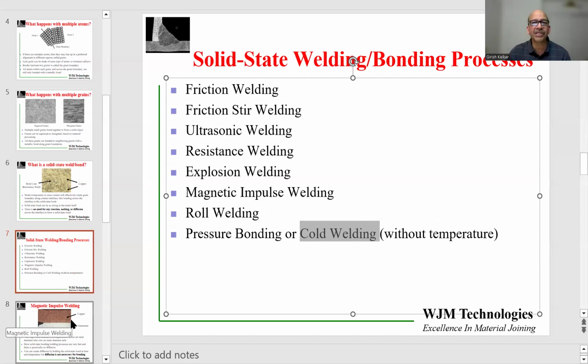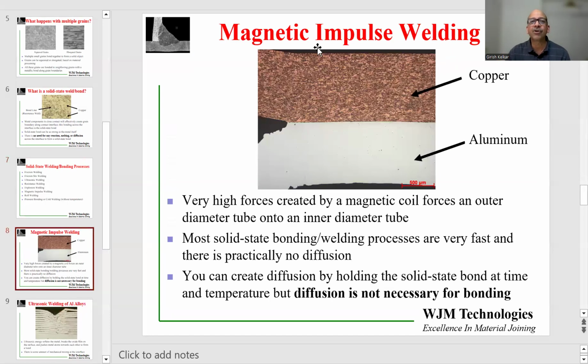Now I'm going to show you some cross sections of such bonds. Here's a cross section of a magnetic impulse welded sample. Here we have two components, one of copper and one of aluminum. Very high forces are created by a magnetic coil, which is outside the copper tube. The geometry which works with magnetic impulse welding is tube into tube. So there's an outer tube of one material, an inner tube of another material, and a coil on the outside. When you energize the coil, the copper is forced onto the inner tube. And this tremendous force, which is applied for a fraction of a second, produces an excellent solid state bond, as you can see from this line over here.